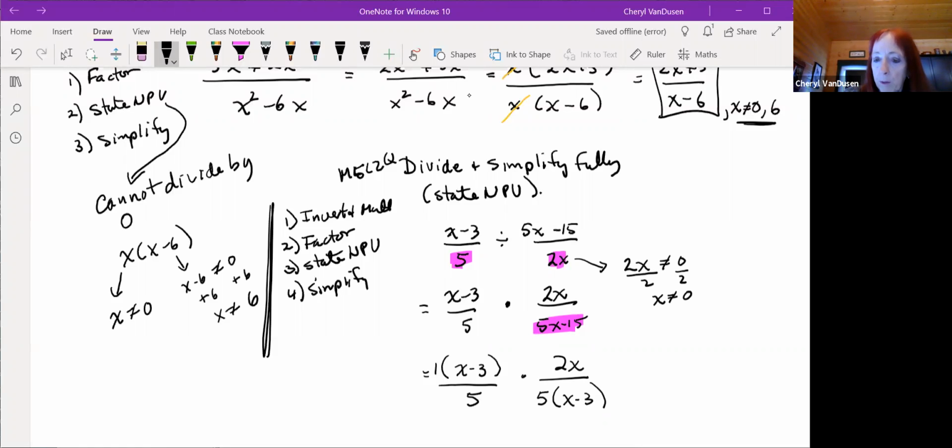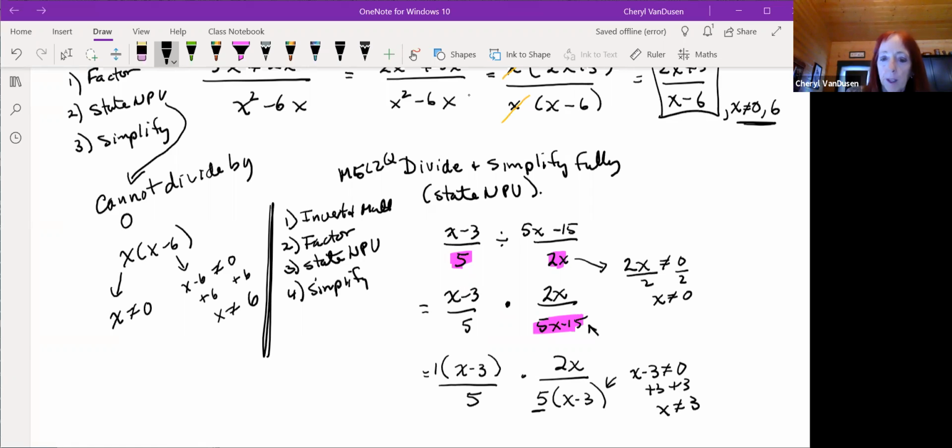Then I would go down for this guy, I would go down to the fully factored step. Again, we don't have to worry about the 5 because it's a number. And so this guy's going to give us x minus 3 cannot equal 0. Add 3 to both sides. x cannot equal 3. So those are going to be the 2 non-permissible values we add in at the bottom as our proviso that all our work is valid as long as x doesn't equal 0 and x doesn't equal 3.